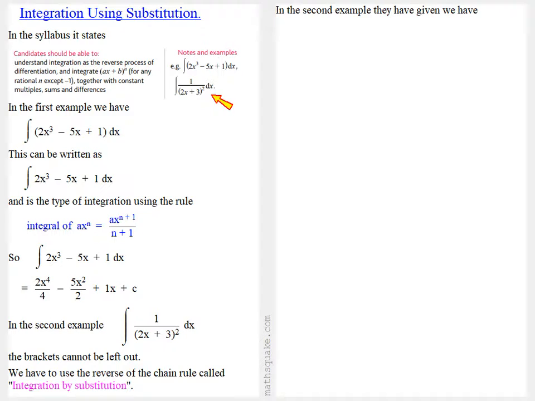Now in the second example they've given, we've got the integral of 1 over (2x plus 3) all squared dx. And we're going to make the substitution u equals the thing in the bracket. So u equals 2x plus 3. Now if we differentiate that, we get du by dx is equal to 2. So if we multiply both sides by dx, we get du equals 2 dx. And if we divide by 2, a half du equals dx, or dx is equal to a half du.